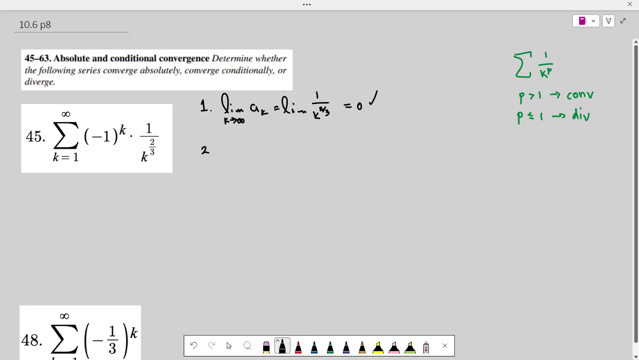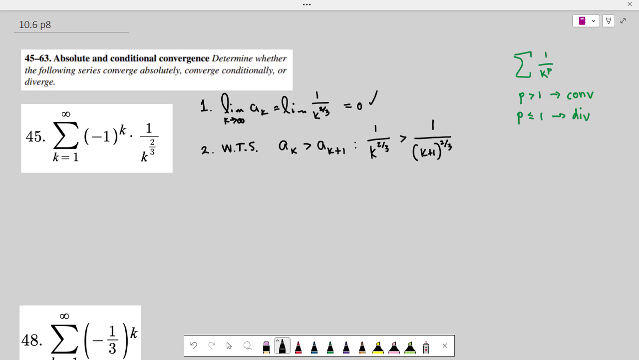And now we want to show that the sequence of terms is decreasing, so that if we go further out in the sequence of terms, we have a smaller magnitude. So that's what we want to show. We want to show that 1 over k to the 2/3 is bigger than 1 divided by k plus 1 to the 2/3. And this is pretty fast. We're going to cross multiply.